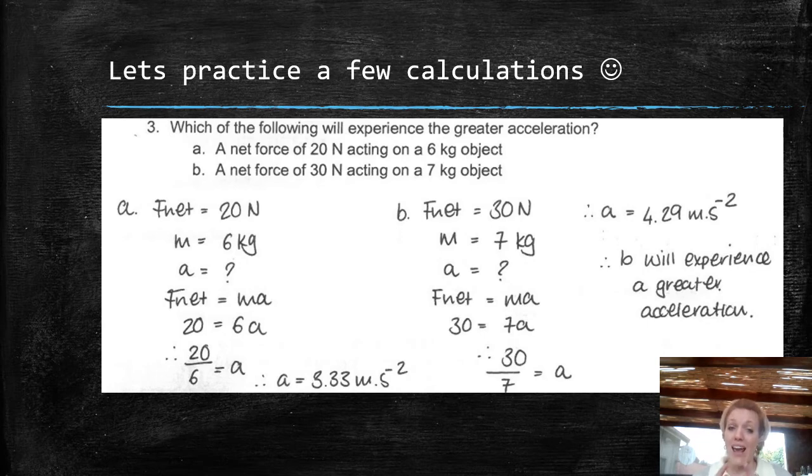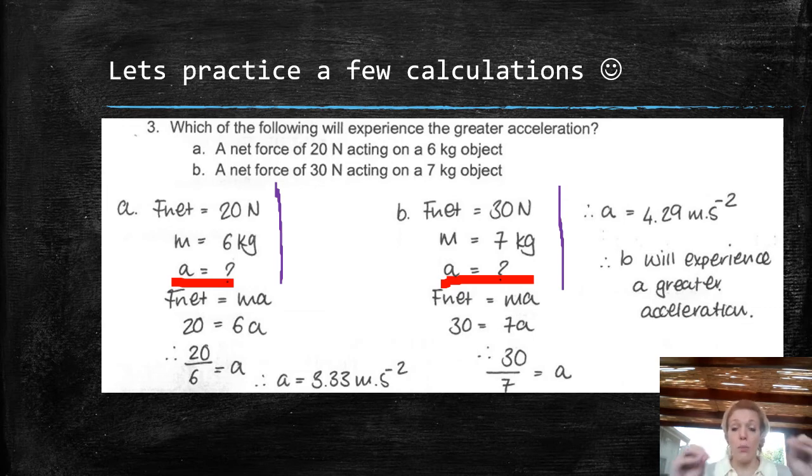So the first one, A, is a net force of 20 newtons acting on a 6 kilogram object, and B is a net force of 30 newtons acting on a 7 kilogram object. So we've got net force here, we've got mass, we don't have acceleration. So what am I doing? I'm putting here on the side what I have and what I don't have. Exactly like we did before. What don't you have? You don't have acceleration. So please write that in on the side, on the left-hand side. That's the first thing you do.